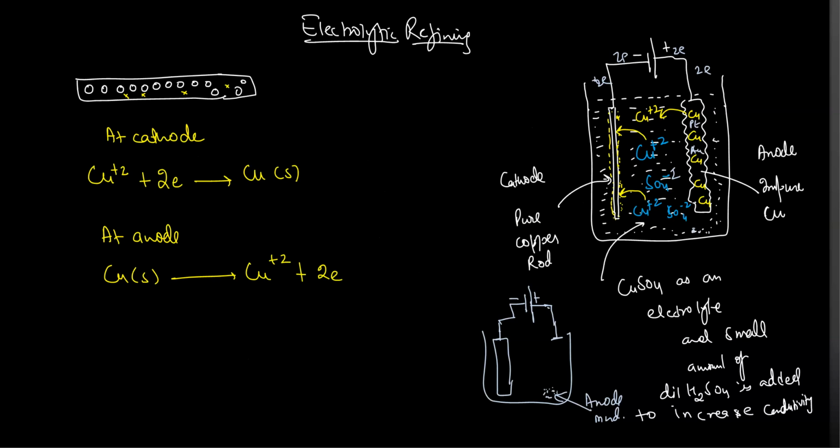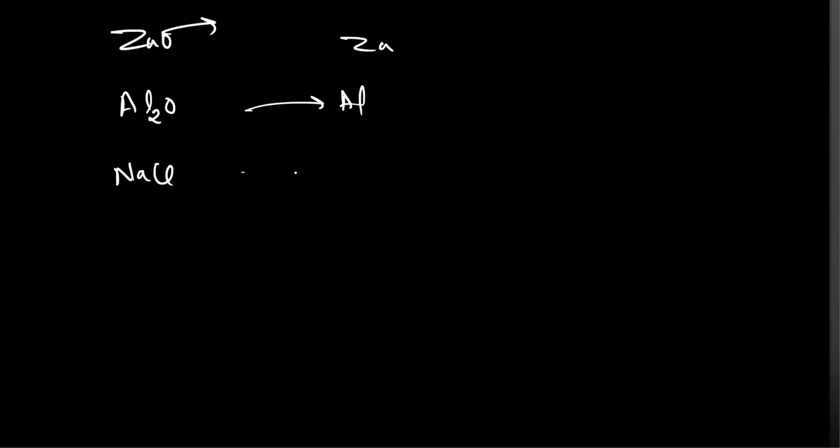obtained metals from their oxide, from their halide forms, from their sulfide forms. Now metals have been obtained. Like if we have zinc oxide, now we have converted it into zinc. If we have Al2O3, now we have converted it into Al. If we have NaCl, then we have obtained Na by electrolytic reduction.